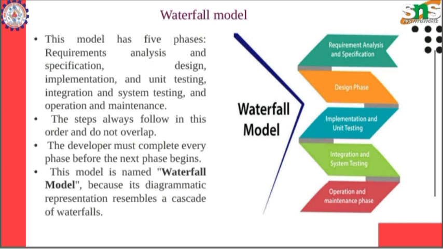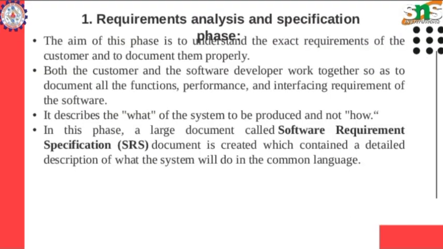The first phase is the requirement analysis and specification phase. In this phase, it's mainly used to understand the exact requirement of the customer and to document them properly. Both the customer and the software developer work together so as to document all the functions, performance, and interfacing requirements of the software. It describes the what of the system to be produced and not how. In this phase, a large document called the Software Requirement Specification document is created, which contains a detailed description of what the system will do in common language.